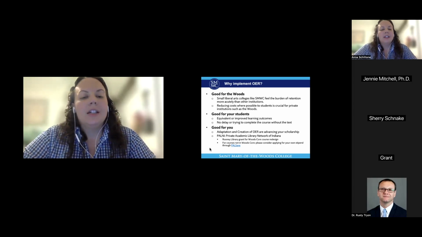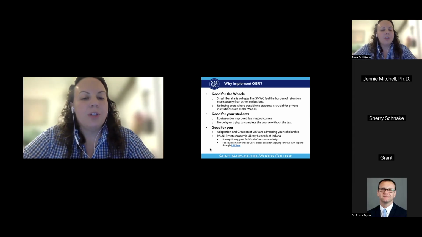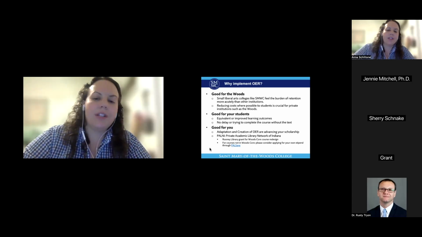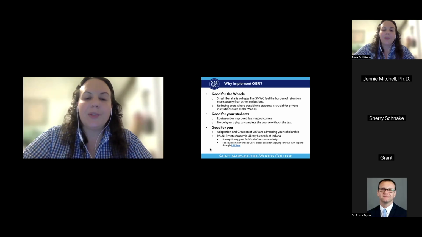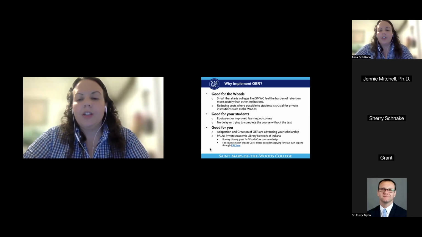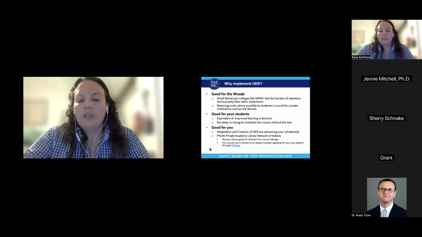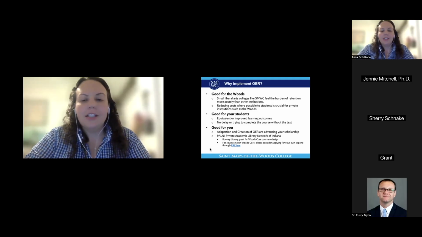And then the second bullet point here is PALNI. So like I said, Rusty and I have received a grant from PALNI specifically focused on opening the Woods core curriculum for this year. And we're really honing in on the general ed curriculum, right? And we have the support of the provost and the general education committee in it. We have a lot in that basket.